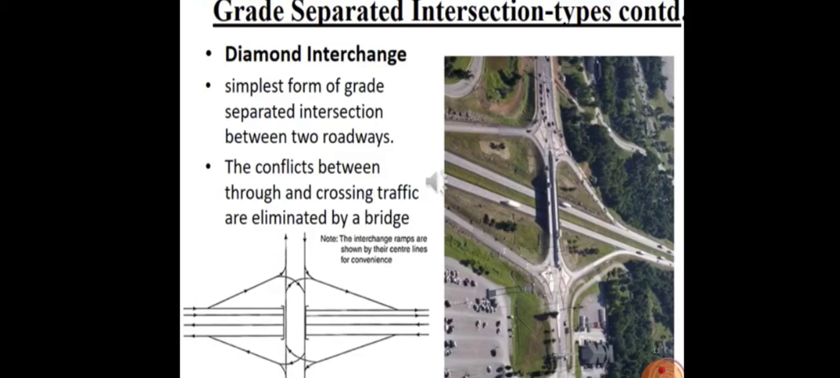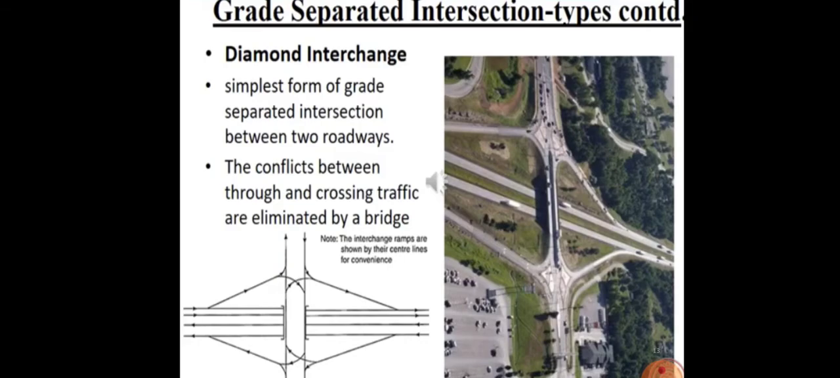And here the diamond interchange will use less space as compared to the freeway interchange, and it also avoids the interweaving traffic flows that occur in interchanges such as a clover leaf. Clover leaf we'll be discussing next. So the disadvantages of clover leaf can be overcome when we use a diamond interchange.